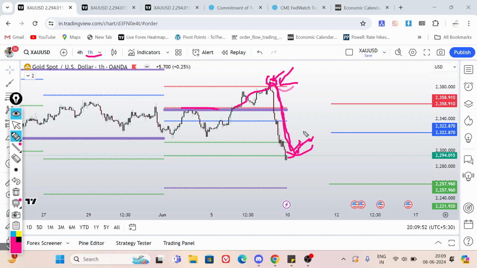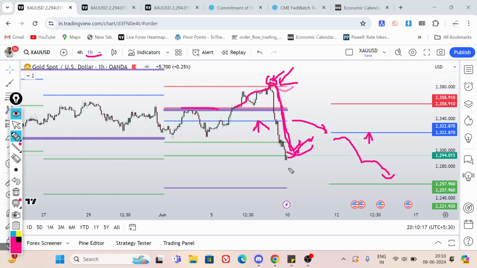And for next week the weekly pivot is around 2322, and it is in descending formation, below the previous weekly pivot. This was the previous week pivot, and this is the next week pivot, which is in descending formation, and we can expect a down move.